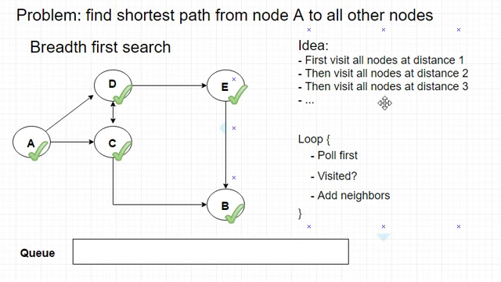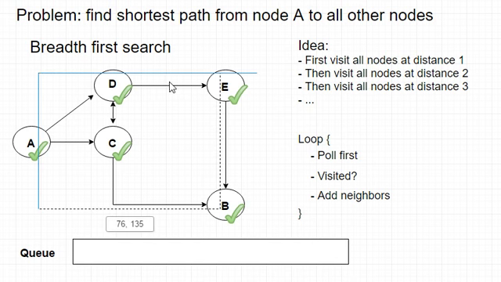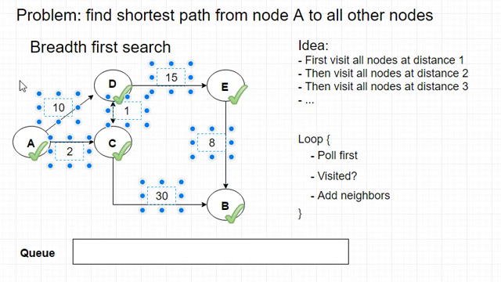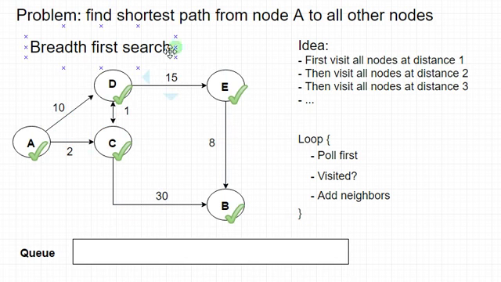Now think about what would happen if you tried to do the same thing on a graph with weighted edges. So if you try to use breadth first algorithm to solve the shortest path from node A, what would happen? In particular, what would go wrong?